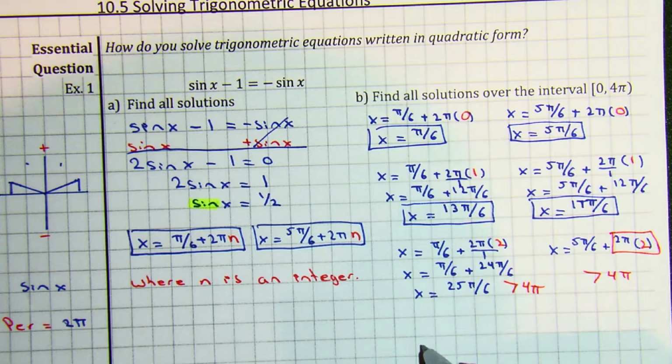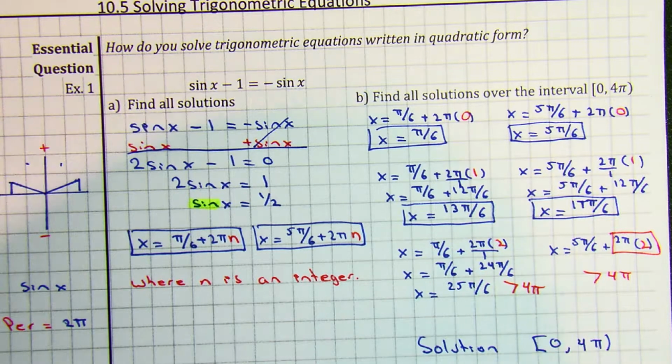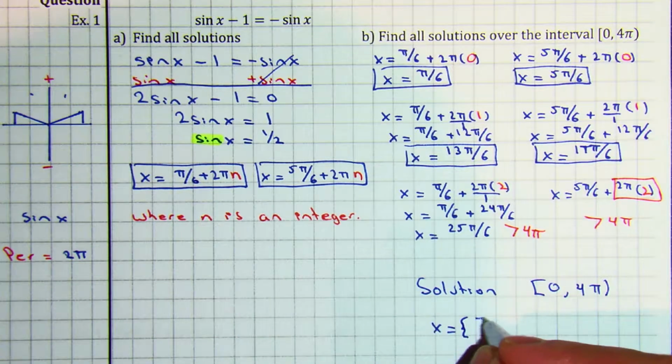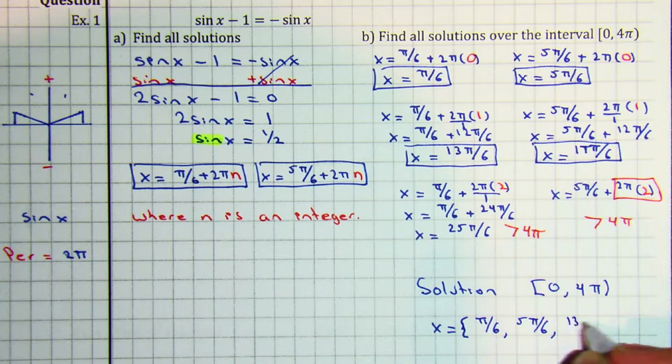So therefore, solutions where it's between 0 and 4 pi are x equals, I'm going to place that in the same notation. I'm going to place the smallest one to the largest one. Smallest one is pi over 6, then 5 pi over 6, 13 pi over 6, and the last one is 17 pi over 6.